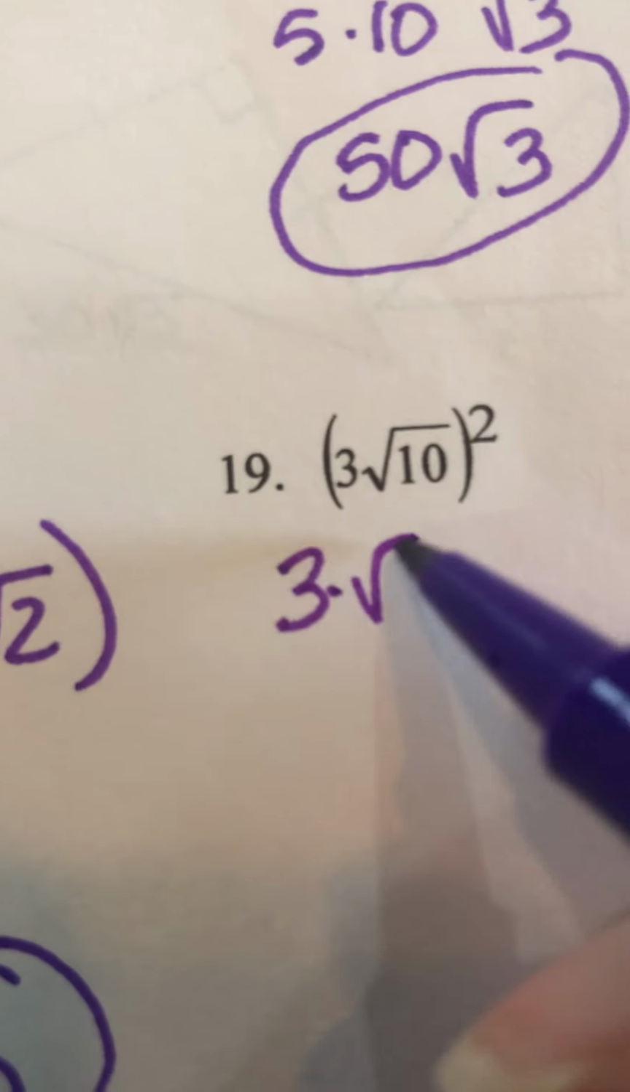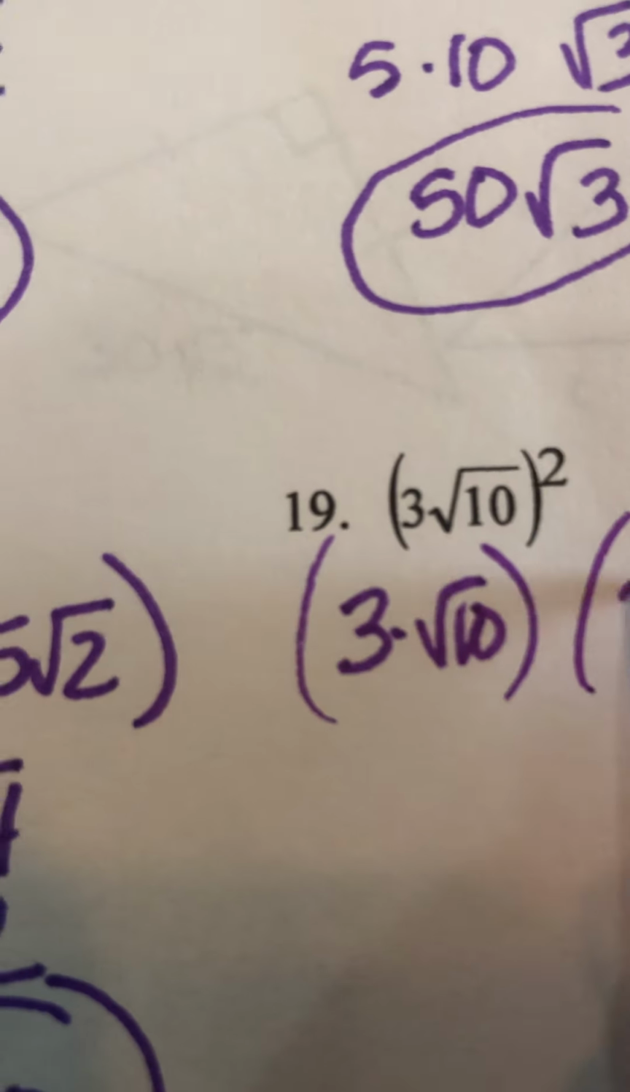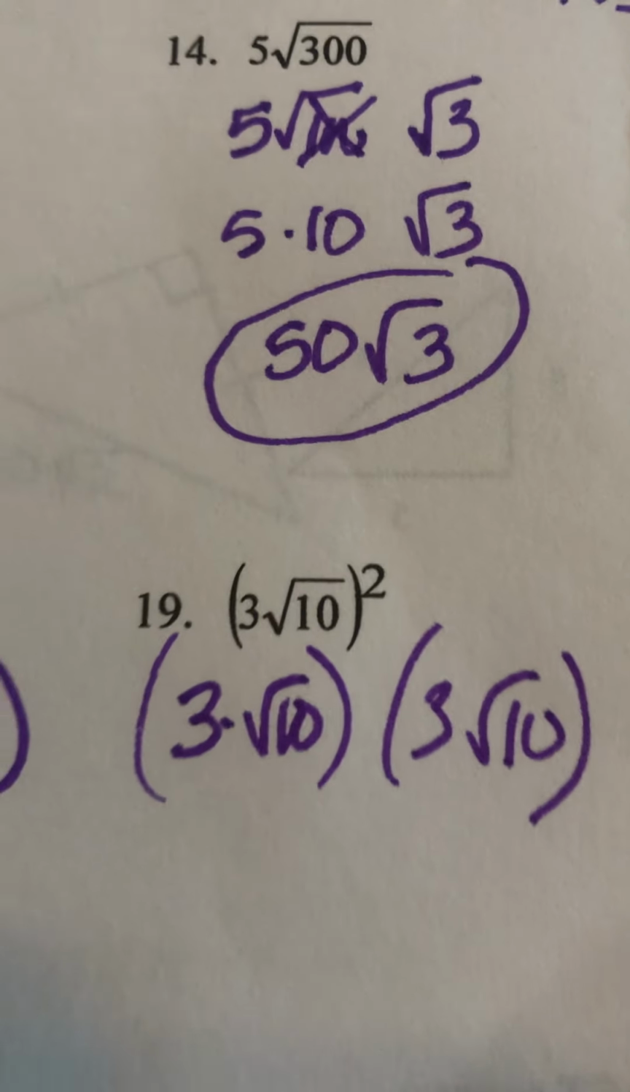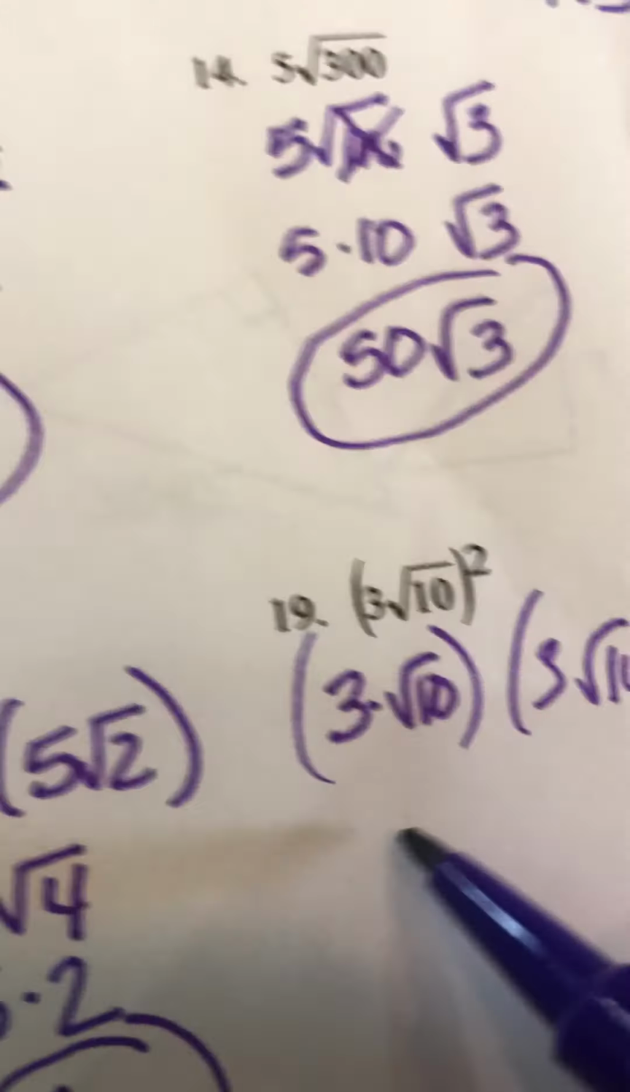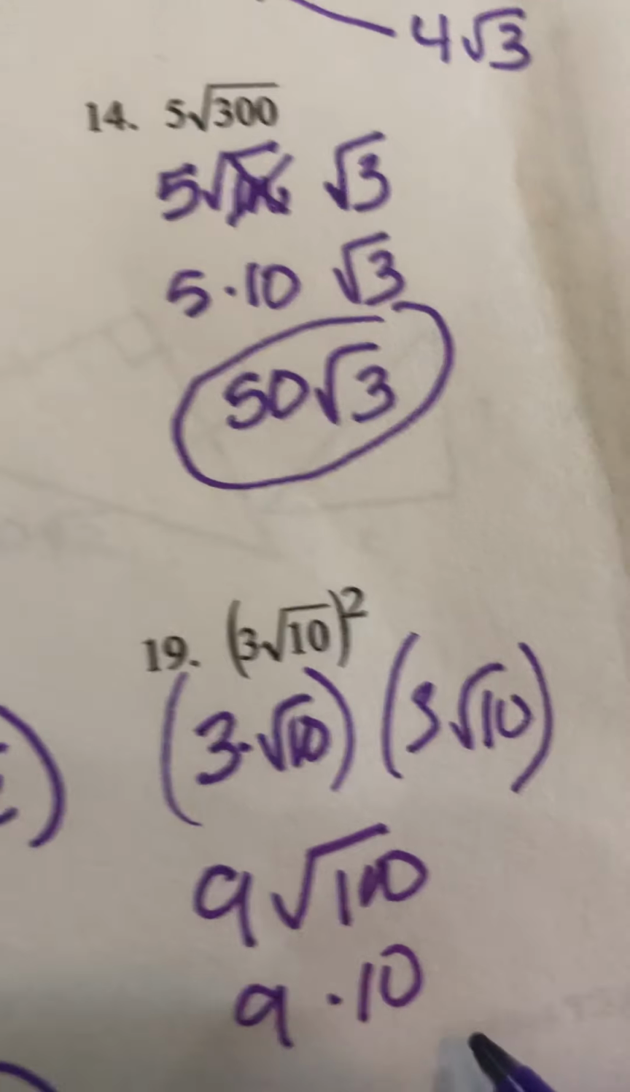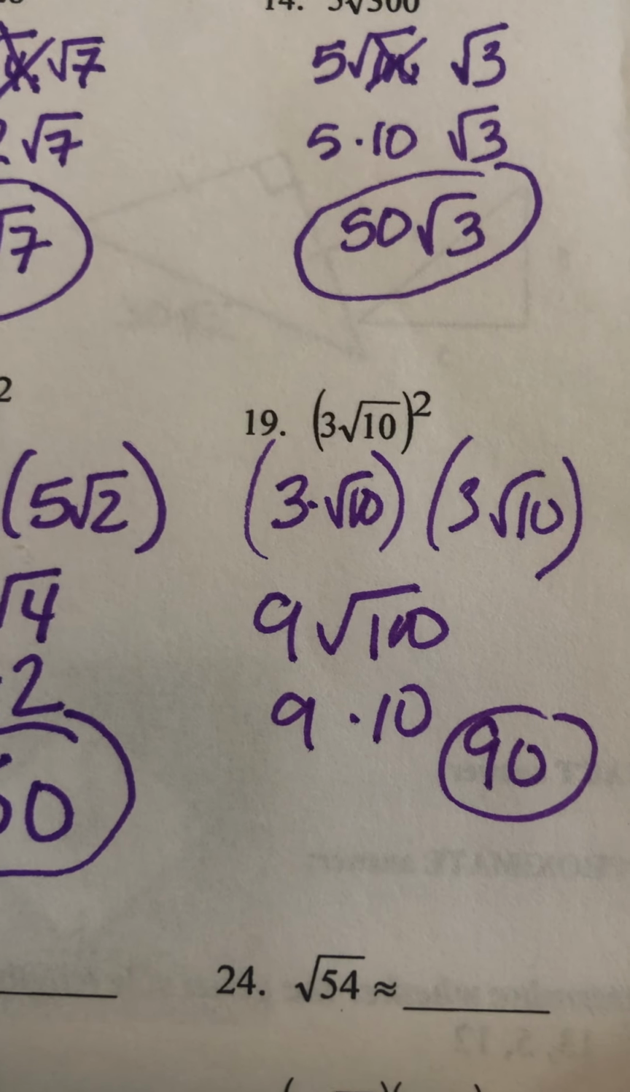Last one here of these harder ones, 3 root 10 squared. So again, I write it 2 times, 3 root 10, 3 root 10. 3 times 3 is 9. Square root of 10 times square root of 10 is square root of 100. Square root of 100 is 10, and then 9 times 10 is 90. Ta-da!